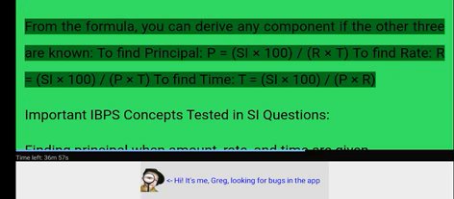To find principal, P = SI × 100 / (R × T). To find rate, R = SI × 100 / (P × T). To find time, T = SI × 100 / (P × R).